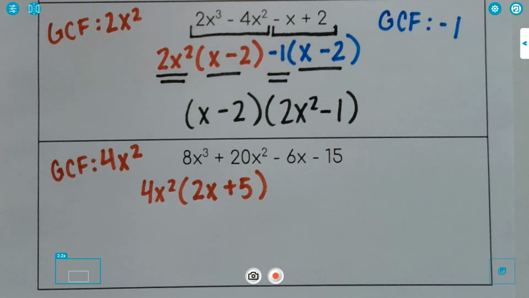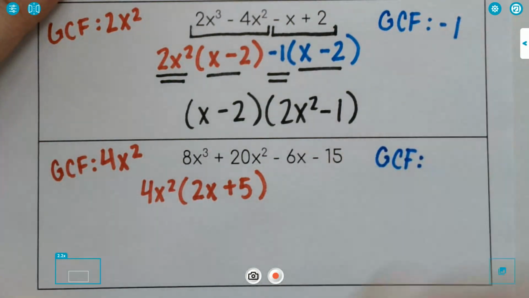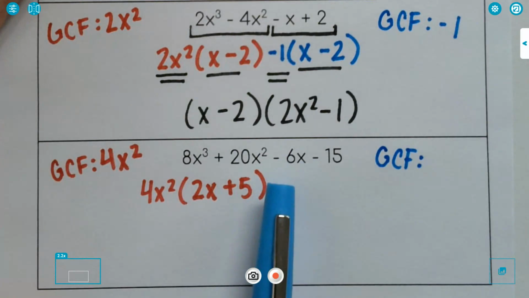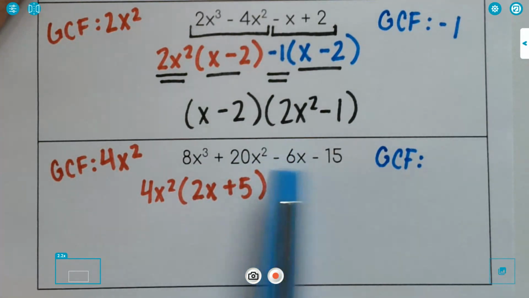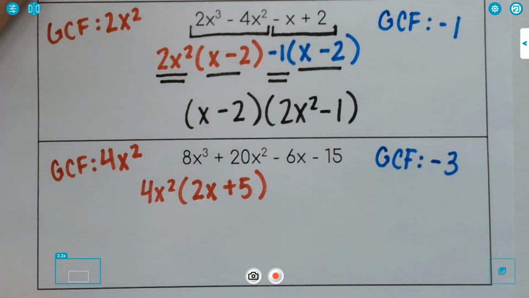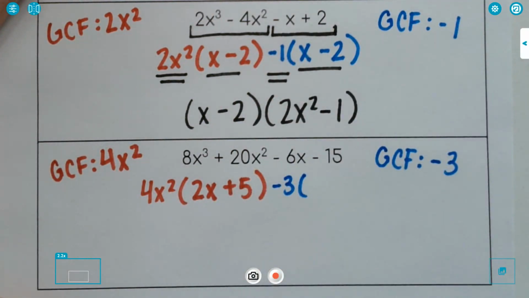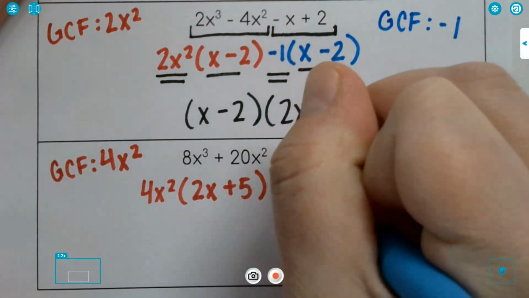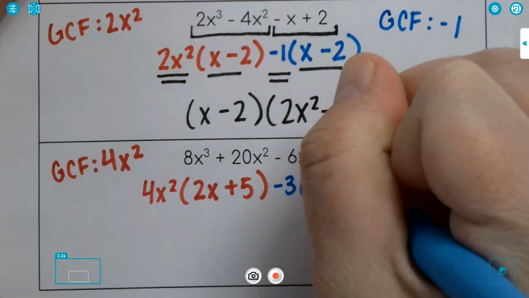For my second GCF, what can I divide 6 and 15 both by? 3. And then because this is minus 6 here, because my third term is negative, I want to divide by a negative 3. I'm going to divide a negative 3 out of those last ones. So I've got negative 3. Negative 6x divided by negative 3 is positive 2x. Negative 15 divided by negative 3 is positive 5.